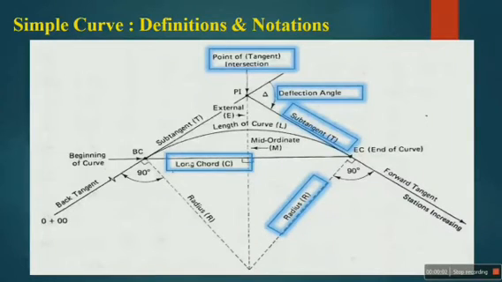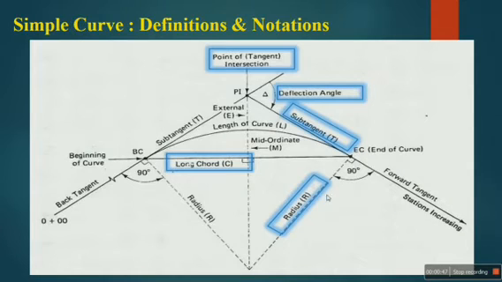Next, we discuss some definitions and notations related to the simple curve. These are a number of definitions or notations with respect to the simple curve. Start with the back tangent. The back tangent is the tangent previous to the curve, also called the first tangent. Just observe here, the curve starts at this point, so from here to here, the straight line is called the back tangent.